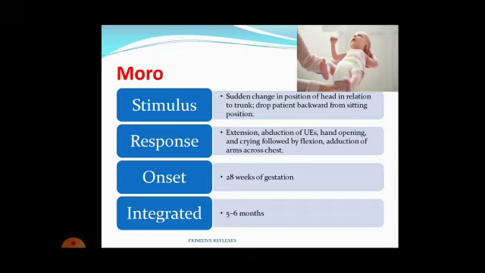So what will be the response? There will be extension and abduction of the upper extremity, the hand will open, and there will be crying followed by flexion and adduction of the arm across the chest. Clear? So this is the response. Onset is from 28 weeks of gestation, and it will be integrated at the age of 5 to 6 months. Clear? In this figure you can imagine the examiner's left side and right side. The examiner brings down one side suddenly, so that the child will feel that he or she is falling backward. Clear? So the response will be seen as explained.